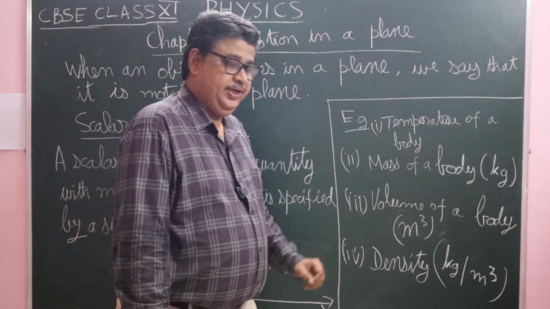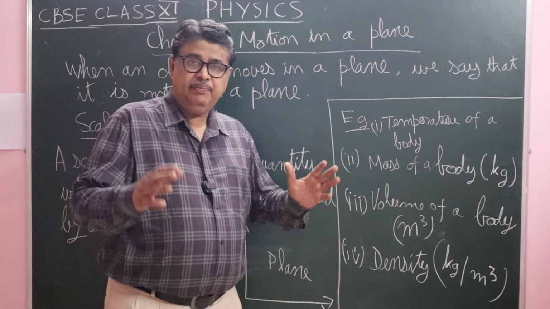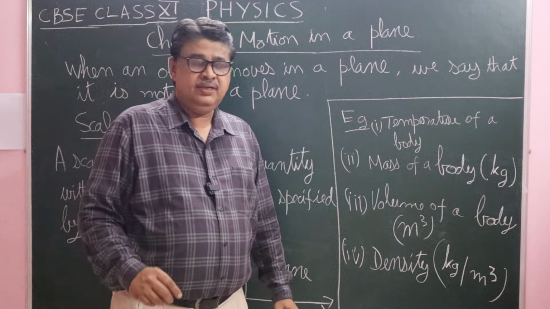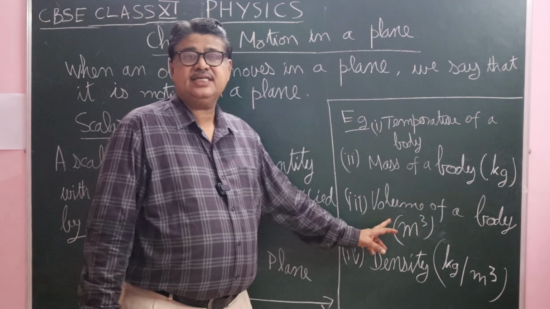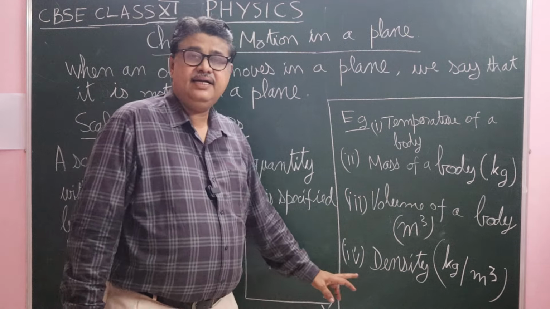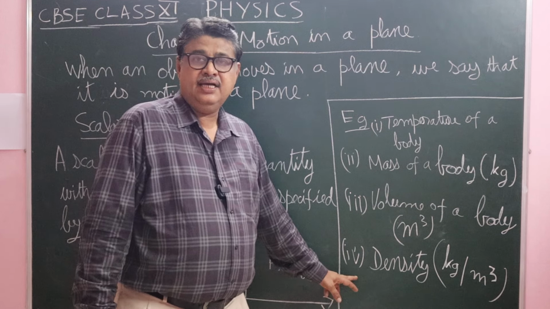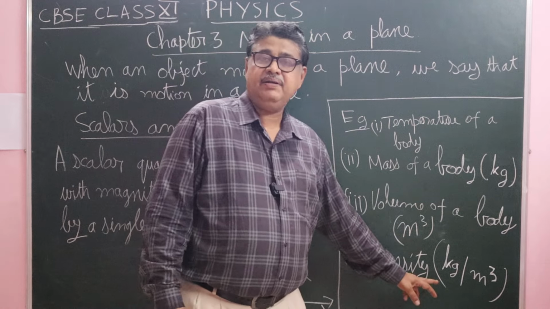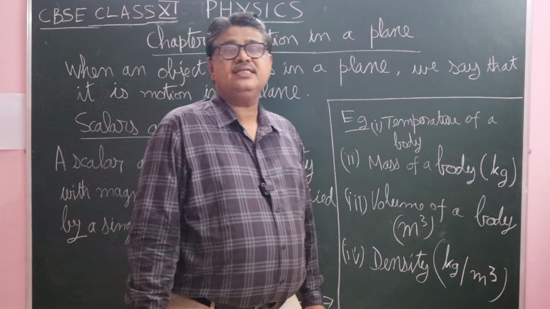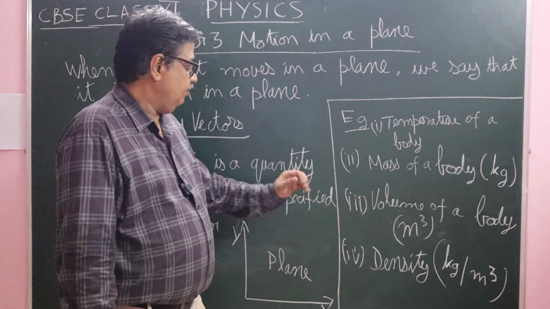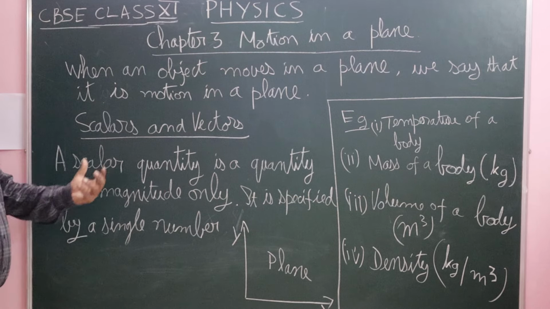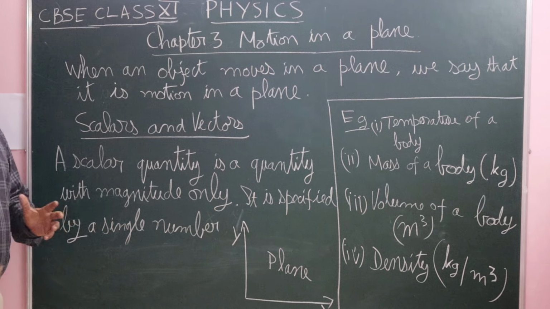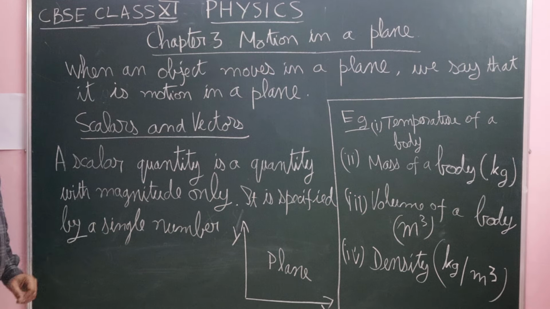Then volume of a body, in meter cube, 25 meter cube, 30 meter cube, like that. It is a scalar quantity. Then density of your body, mass by volume, density in kilogram per meter cube. It is also a scalar quantity. Therefore, this scalar quantity has got only magnitude. There is no direction. We don't specify any direction.